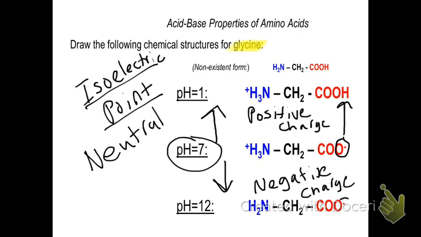And we're going to have a negative charge on the oxygen and no charge on the nitrogen. This is going to happen to all amino acids above the isoelectric point. And above the isoelectric point, therefore, the amino acid becomes more basic. So this is not an easy topic to do. So let me give you some more examples here of this whole thing.